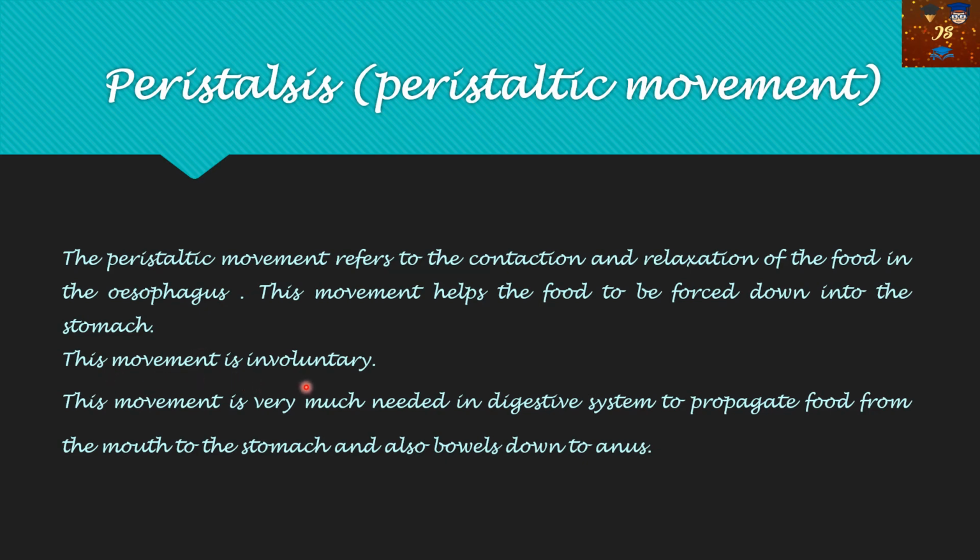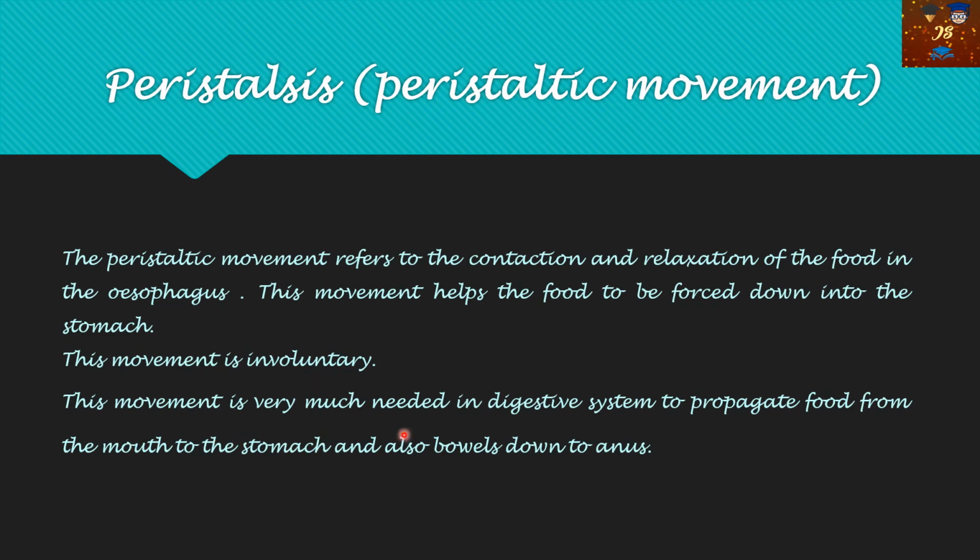This movement is involuntary. Now we know that there are two types of movements present in physiology. One is voluntary movement, another one is involuntary movement. Voluntary movement means which we can control by our own wish, like the movement of the tongue. Whenever we wish, we can move the tongue, but we cannot move our esophagus for the peristaltic movement at will. So this movement is called involuntary in nature, which is not according to our will.